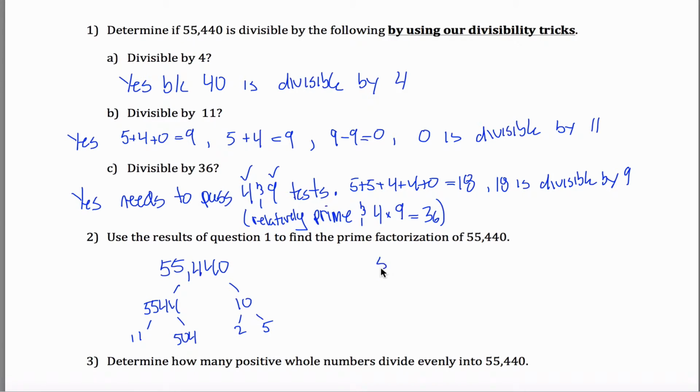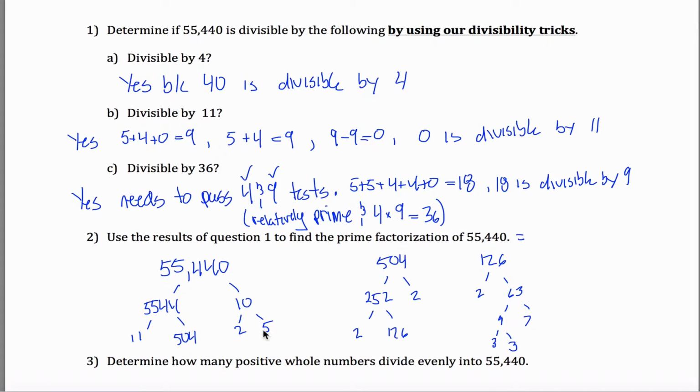And then 504, I could take that one further. See, it's even. So I have 252 times 2. I guess it was divisible by 4. Could have taken out another 2 here. That leaves me with 126. I keep going with 126. That's even, and it leaves me with 63. And 63 is 9 times 7. And 9 is 3 times 3.